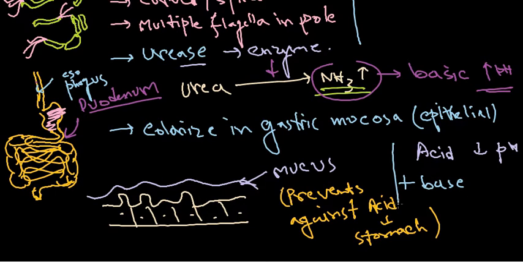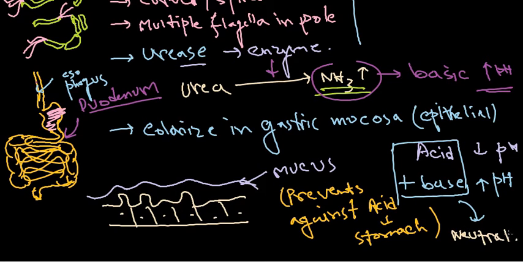So if we add a base to this acid, because we know bases have high pH, in those cases only, the right proportion of addition will provide us a neutral condition, or neutral pH, right? So that's very important in this case, and this can be achieved using the urease enzyme.